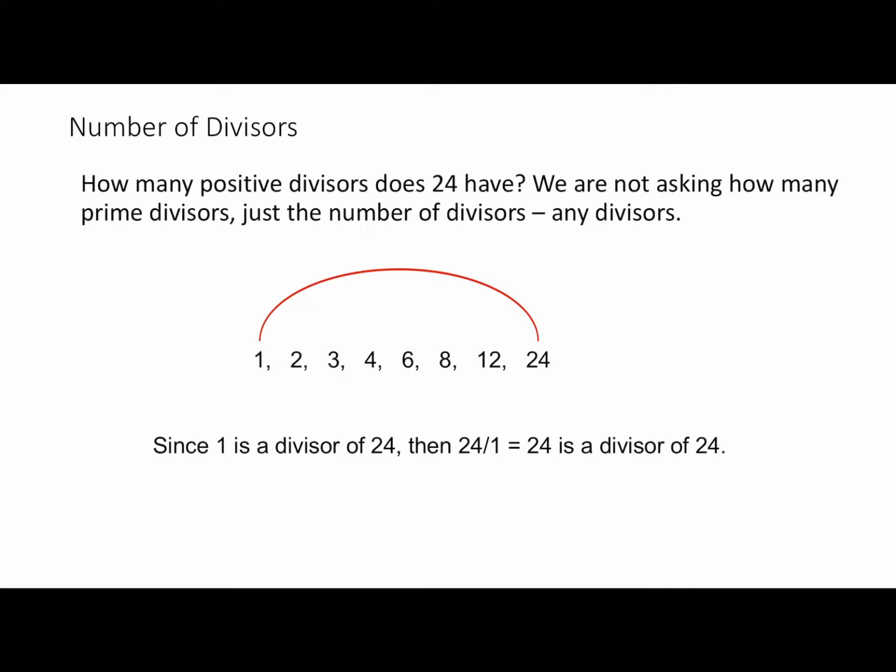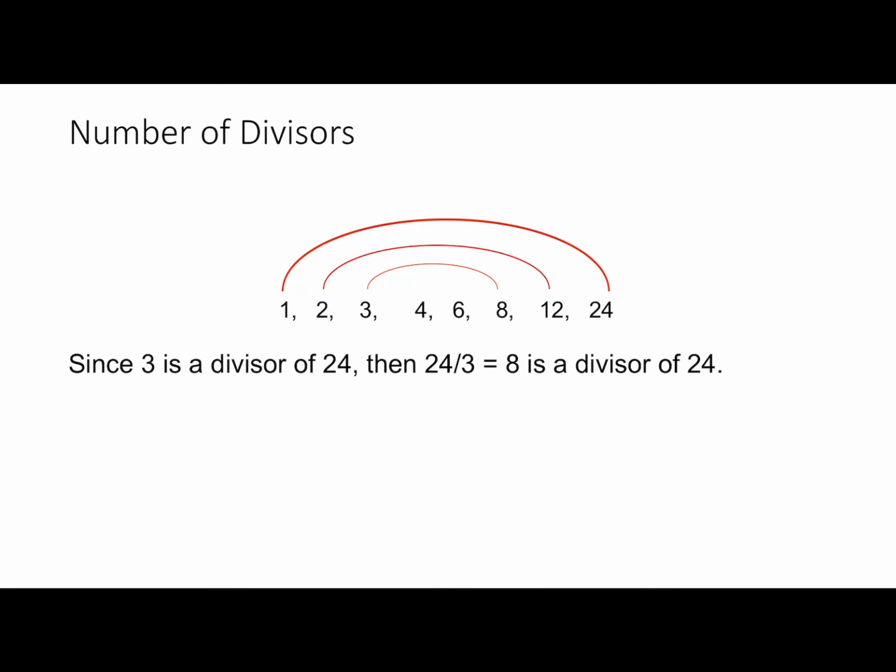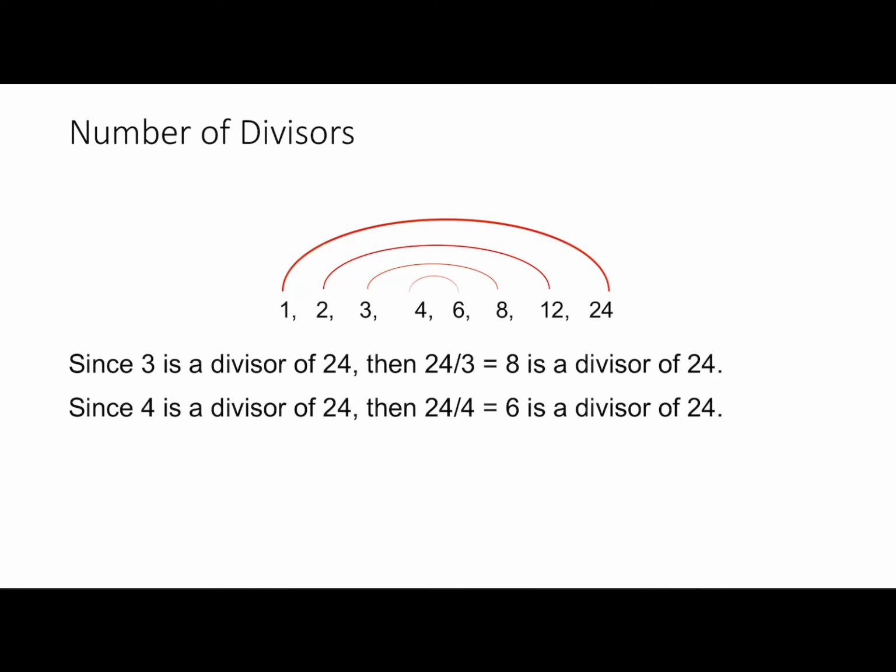So I'm going to think about this in terms of pairing divisors together. I could write 24 as 1 times 24. So 1 is a divisor of 24, and so is 24. I can pair together 2 and 12, right? So 2 is a divisor of 24, and so is 24 divided by 2, which is 12. And I can pair together 3 and 8, and 4 and 6.